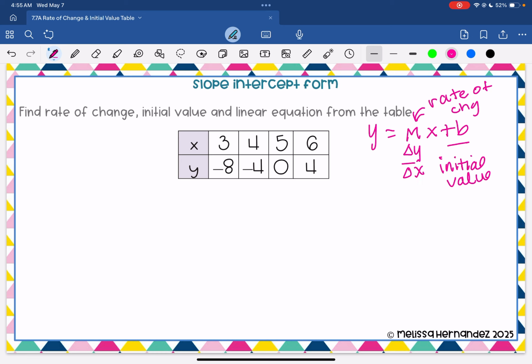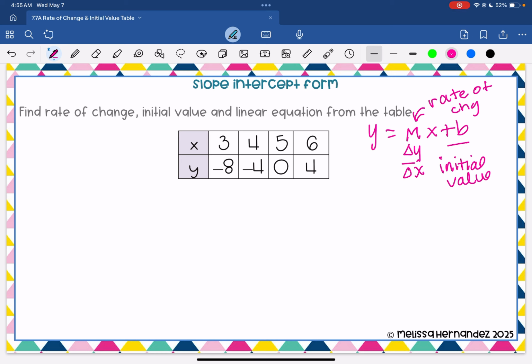If I charge $10 to babysit, well, 1 hour, I'm going to make $10. If I work for 2 hours, then I'm making 20. If I work for 3, I'm going to make 30. So in other words, my change in y is increasing as my x increases, or a change in x. So think about it like that. Now, if I charged a trip fee, it's $20 to show up to your house, plus the $10 an hour. Well, that $20 to show up is your initial value.